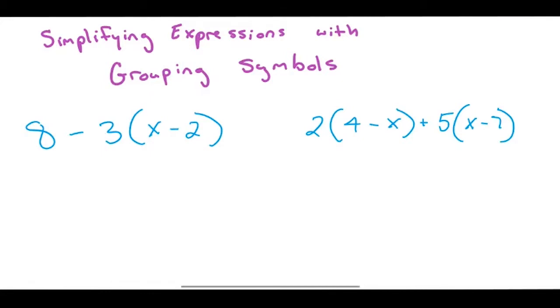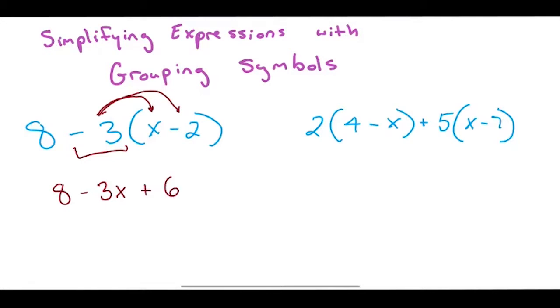Outside of my parenthesis here, I have a -3, okay? So I'm going to multiply that -3 by what's inside the parenthesis. So that's -3 times x and -3 times -2. So I will keep the 8, and then I will do -3 times x, which is -3x. And then I will do -3 times -2, which is +6.